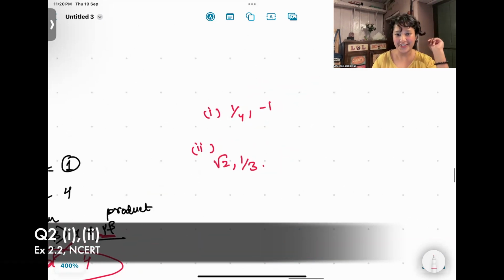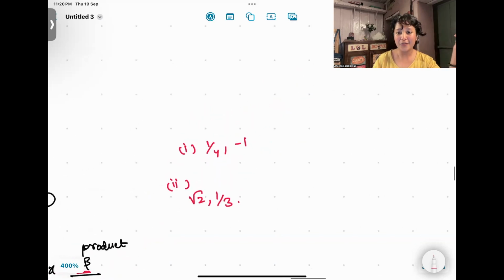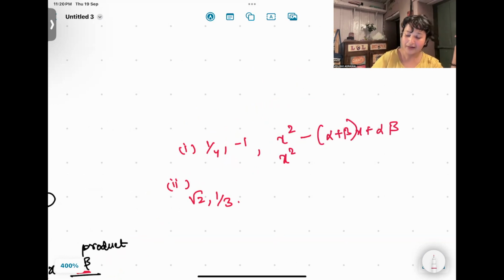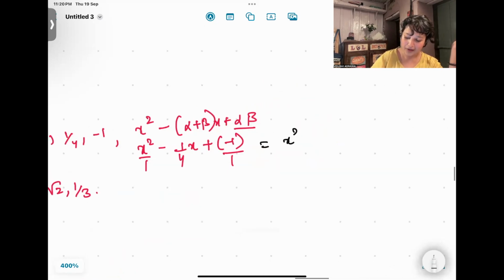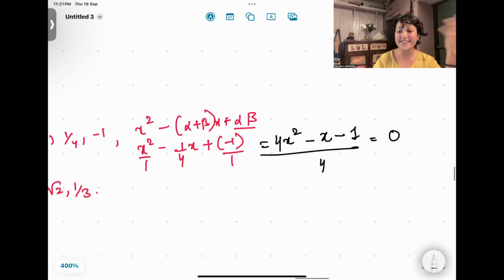Let's do these two questions, okay? In the first case, you are having 1 upon 4 and minus 1. So I'm going to write x square minus alpha plus beta x plus alpha beta. Alpha plus beta is given as 1 upon 4, x plus alpha beta is given as minus 1. Take LCM. So if we do this, we are having 4x square minus 1x minus 1 divided by 4 is equals to 0, right? Nothing is there, so 0 is there.